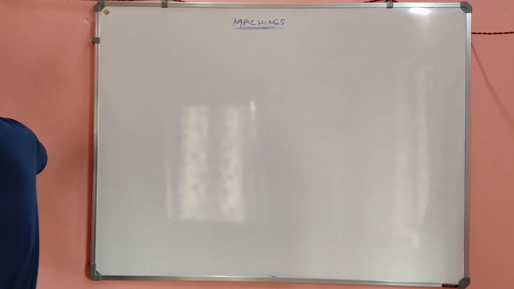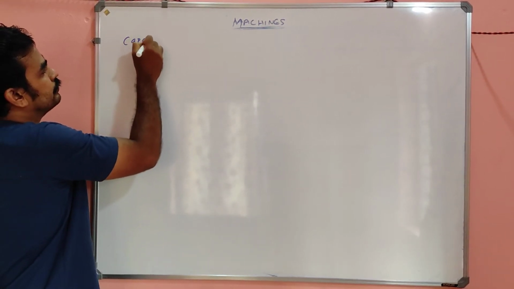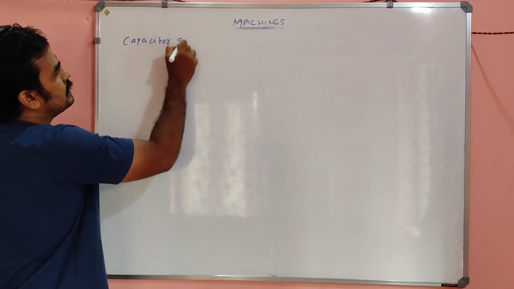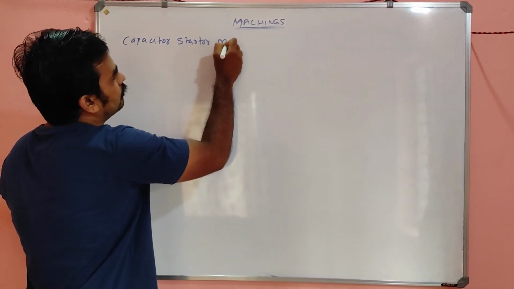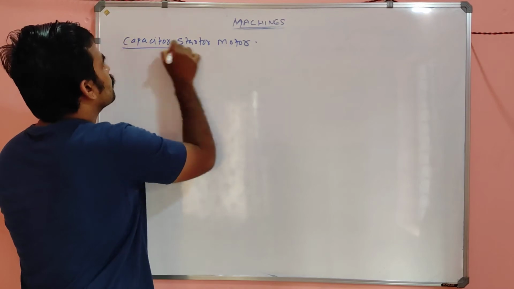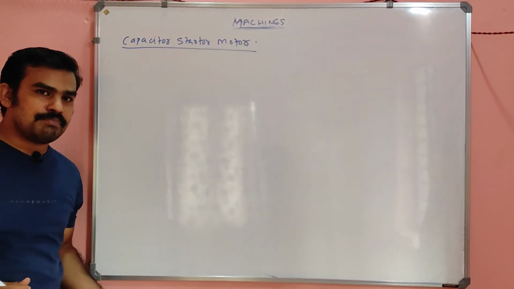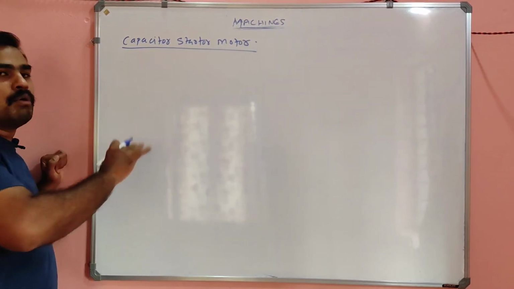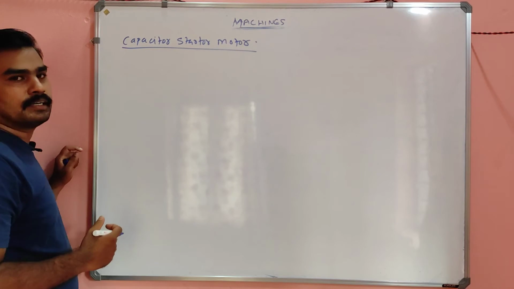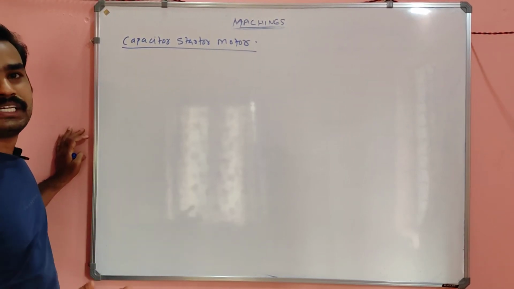For removing that, we are using a capacitor start motor. Let's take an example of a capacitor start motor. The single-phase induction motor is simply not self-starting. That is a very important point you have to note. Let's see how it can be started. By using a capacitor start motor, we can take the explanation as an example.